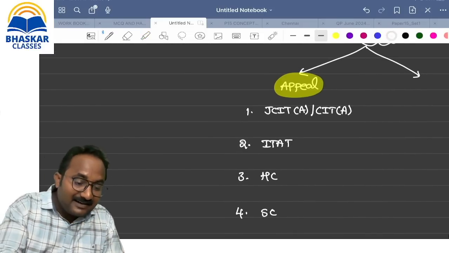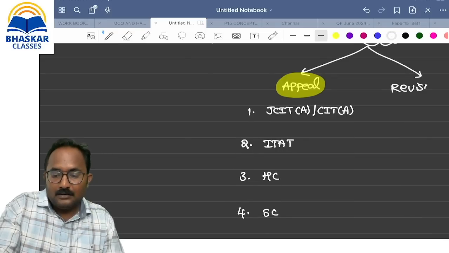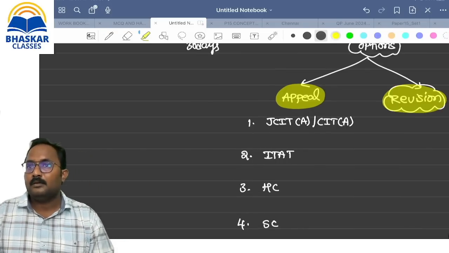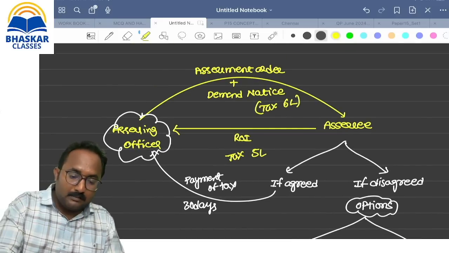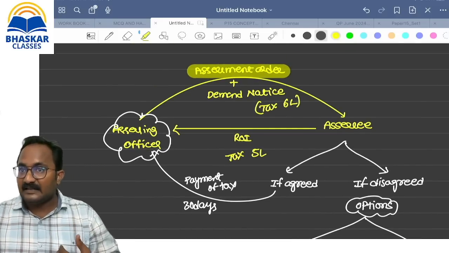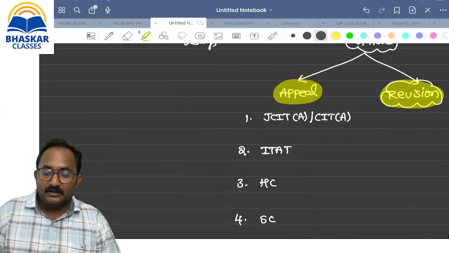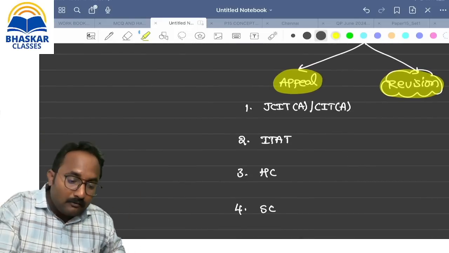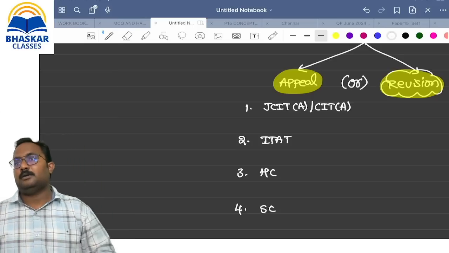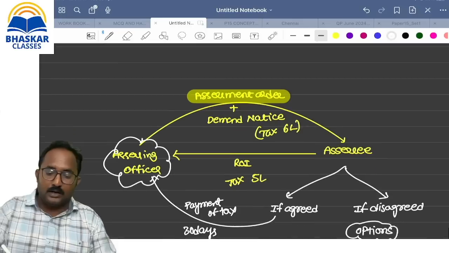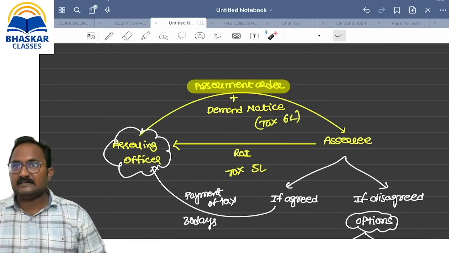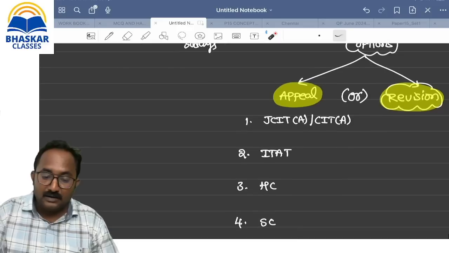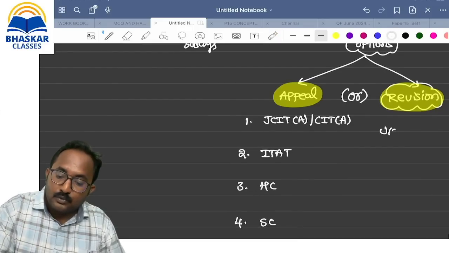The second one is revision. Revision means please revise the already passed order. Because this order, the assessment order, is against SSC only. Now you can ask for revision. Appeal you can go, or revision. Both options are available. Revision means the order is already given and you are being asked for an extra 6 lakh. That is incorrect, sir. Please change the order and give a nil demand notice. So this is revision under section 264.